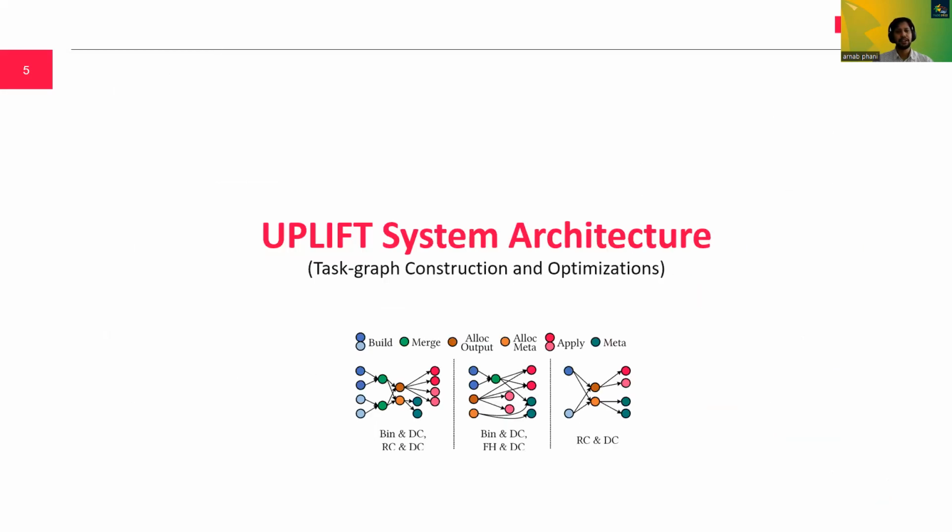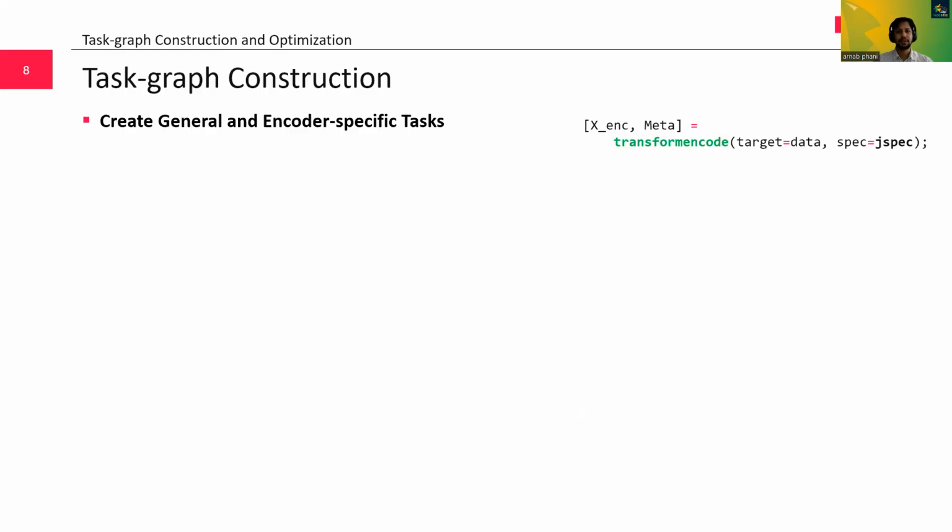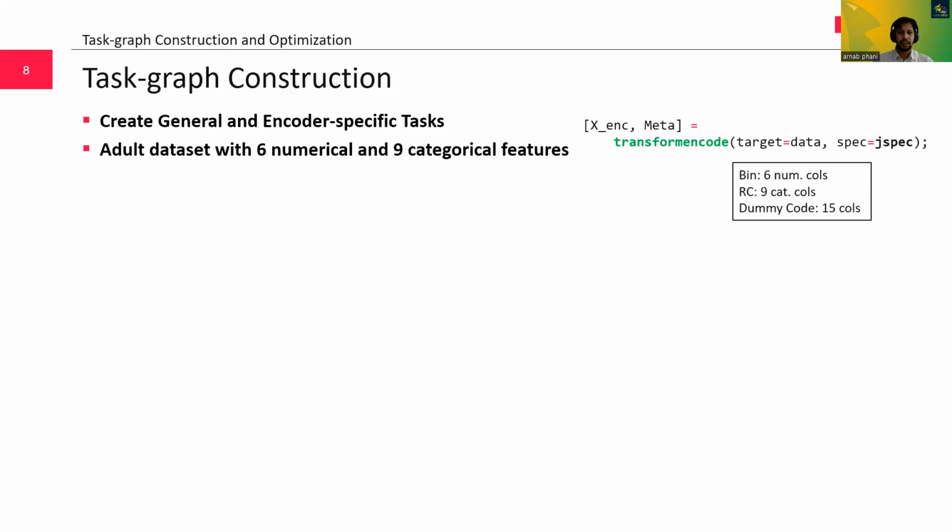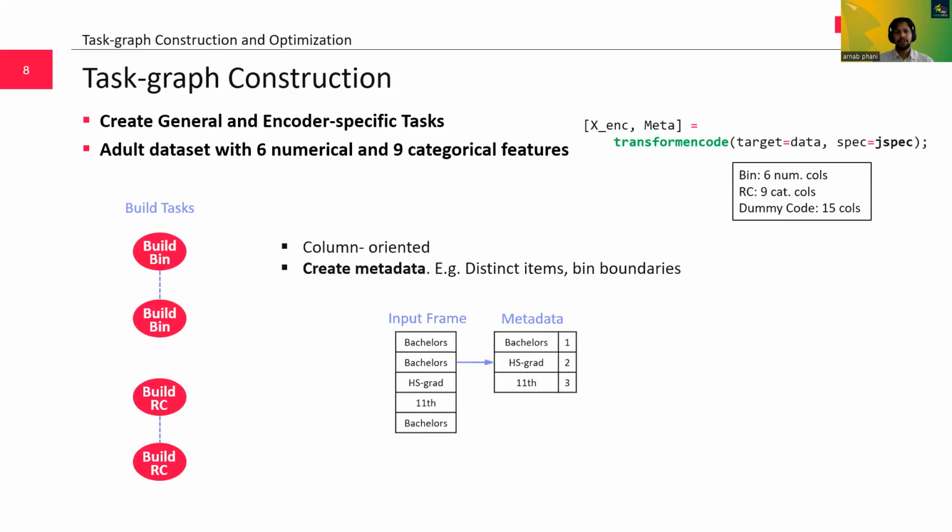We first describe the system architecture of Uplift. Uplift reads the transformation specifications via a JSON file and creates general and encoder-specific tasks. As an example, we will see the transformations of the adult dataset. We perform binning for numerical and recoding for categorical features, both followed by dummy coding. First, we schedule the parallel binning and recoding build tasks. A build task scans an assigned feature and creates the necessary metadata, such as a dictionary of distinct items and bin boundaries.